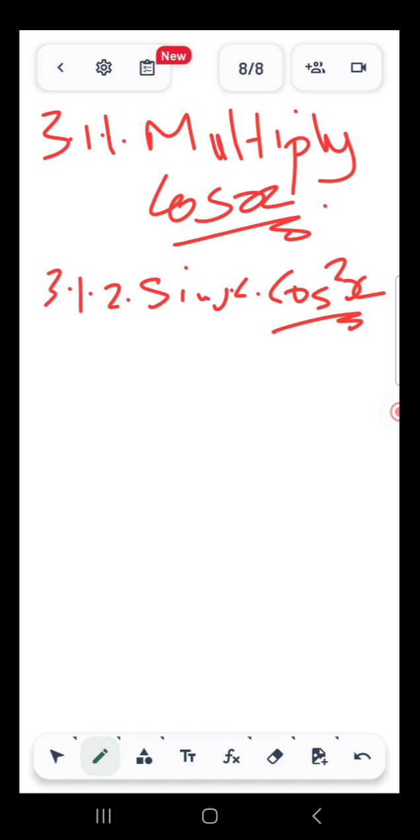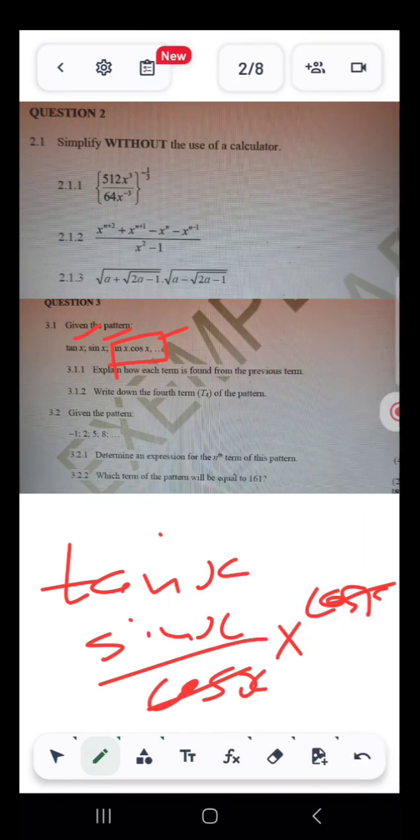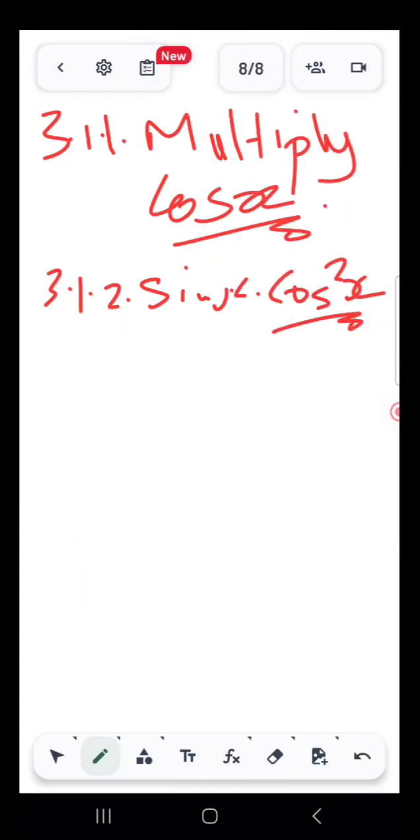Okay, now you are given a pattern. Now we are going to just straightforward patterns. Given the pattern -1, 2, 5, and 8, determine an expression for the nth term of this pattern. So the nth term is the general term, right? So they want you to find the general term of the pattern. Let's take it by the parts so we can make sense of it.